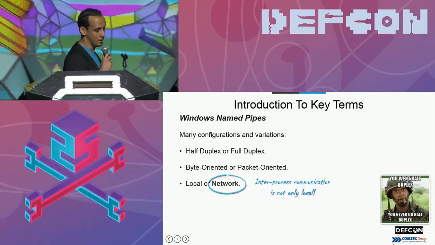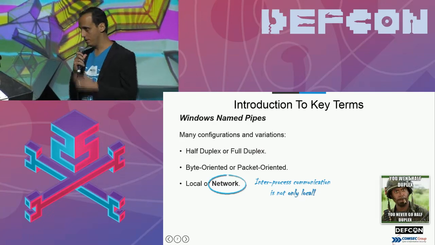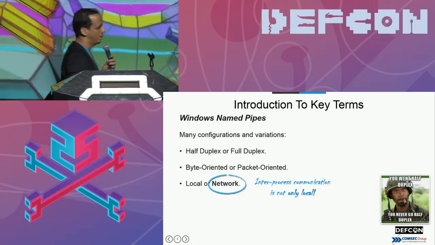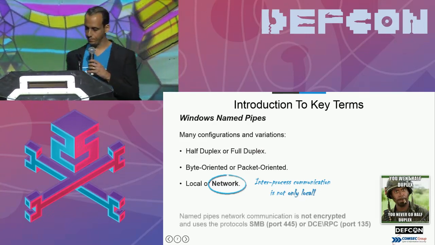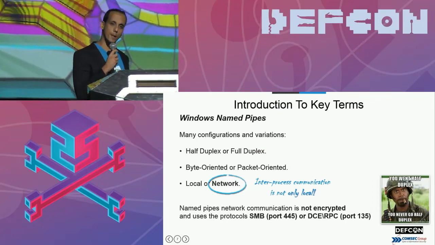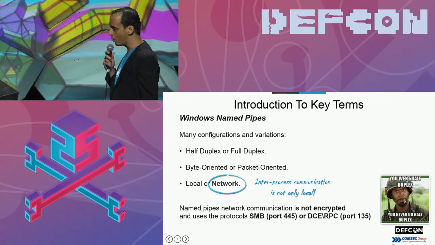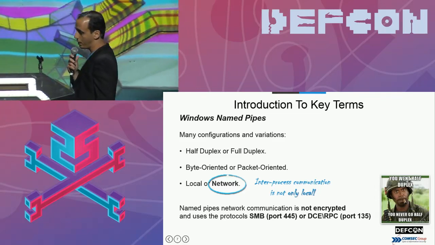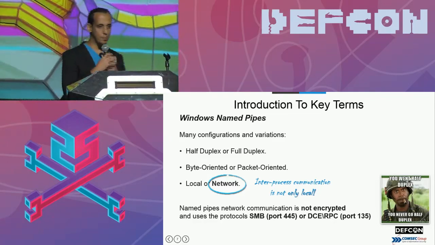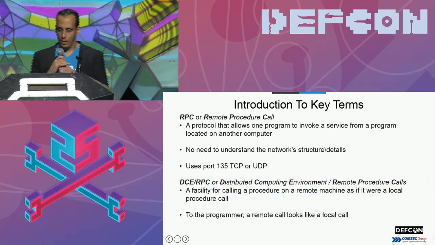Inter-process communication, unlike its name, is not only internal. It's not only an internal interface in your operating system. It can be used remotely. Named pipe communication is not encrypted. So if you have any named pipe that is connected remotely, it would use either SMB, port 445, or RPC, which is port 135, and it is totally unencrypted. So you can obviously just sniff it and replay it, and in some cases even perform a man-in-the-middle attack.